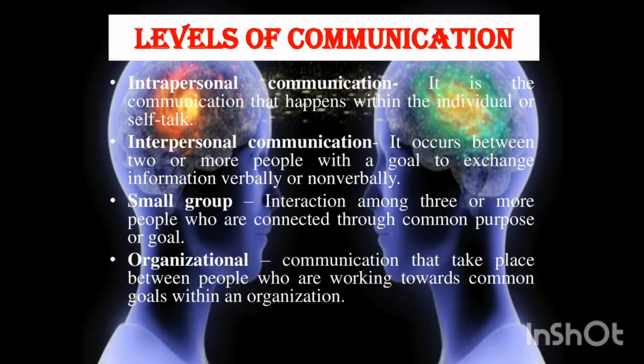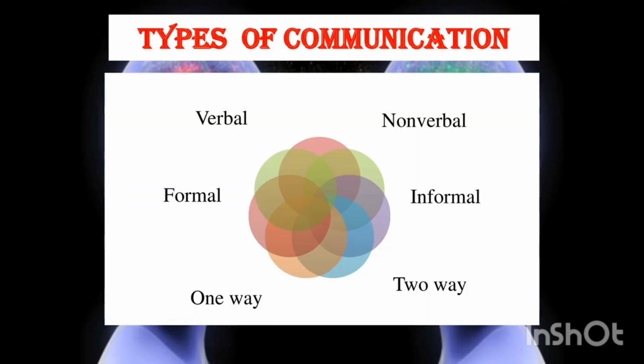What is interpersonal communication? It occurs between 2 or more people with a goal to exchange a message or information through verbal or non-verbal means. That is interpersonal communication. What is small group communication? Interaction between 3 or more people. The example is a group of friends. What is organizational communication? Communication that takes place between people who are working towards common goals within the organization. That is organizational communication.